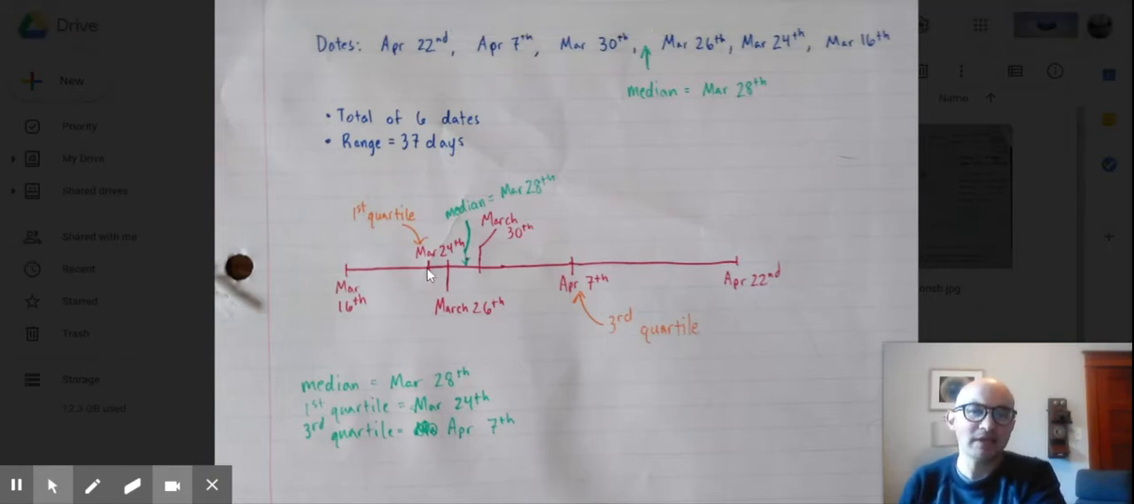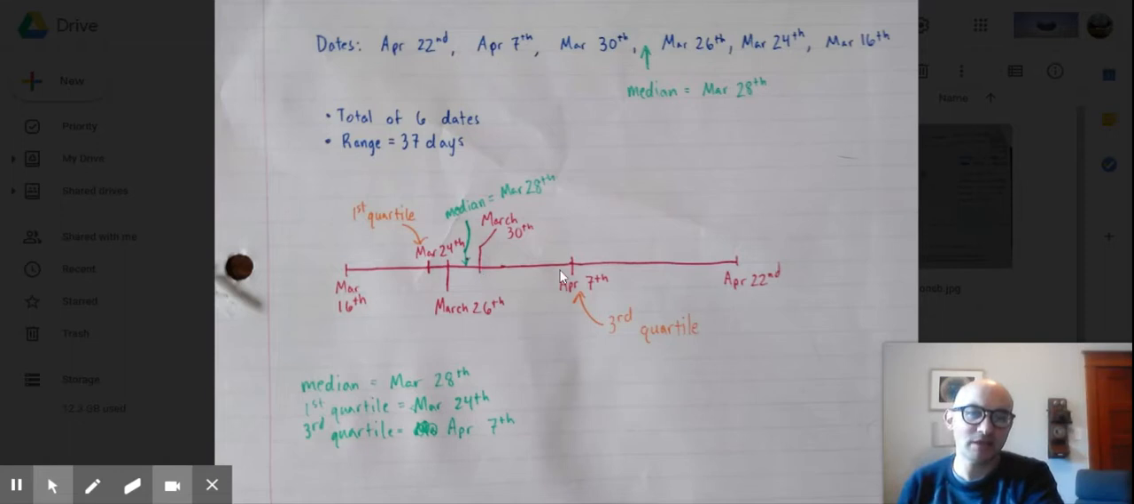As I'm creating this timeline, I do my best to keep my gaps proportional. For example, March 16th to March 24th, I know that's 8 days. Then March 24th to March 26th is only 2 days. So my goal is to make this distance about 1/4 of the bigger distance I created first. Then from March 26th to March 30th, that's 4 days, so that mark should be about twice as large as this initial mark.